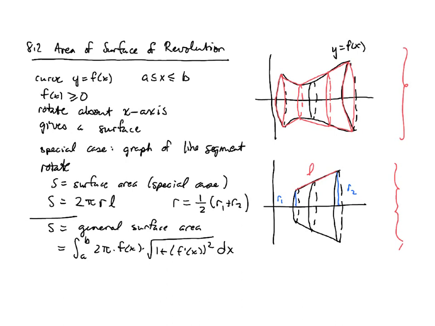This is derived in depth in the book, and I'll let you look at that. I want to go ahead and work through an example. So the example I'm interested in is we're going to rotate the following curve. y equals square root of 1 plus e to the x, where x ranges from 0 to 1. And we're going to rotate that about the x-axis.